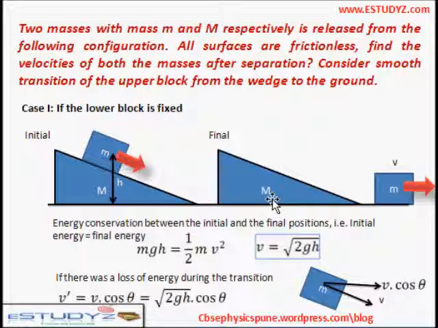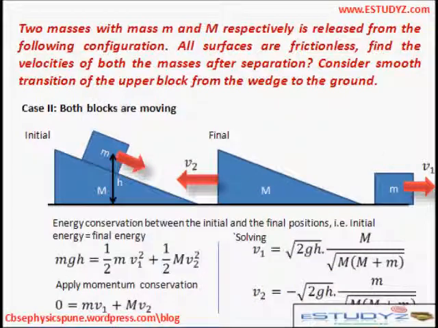Now in the final position, the big mass here in the first case that we have assumed will be at rest because it is fixed to the ground. So we'll only consider the velocity of this. So the simple equation is mgh equals half mv square. Also we can write v equals root over 2gh. Now if there was a loss of energy during the transition, then v dash would be simply a component of v, that is v cos theta, which equals root 2gh cos theta. Now let us move ahead with the actual problem.